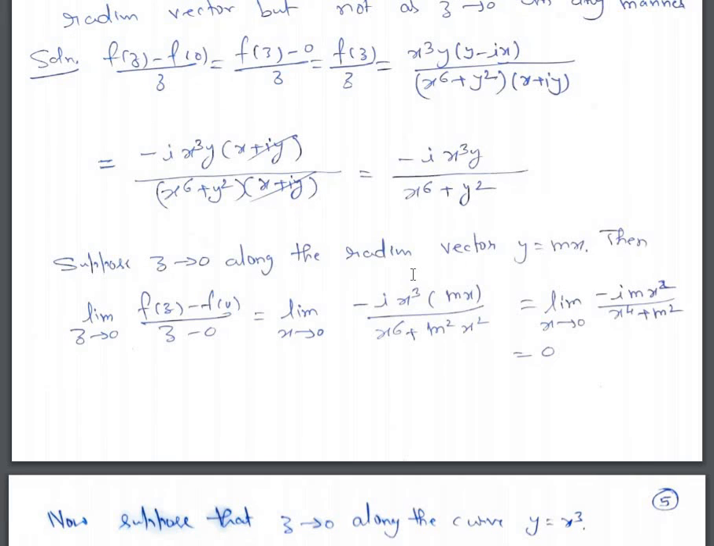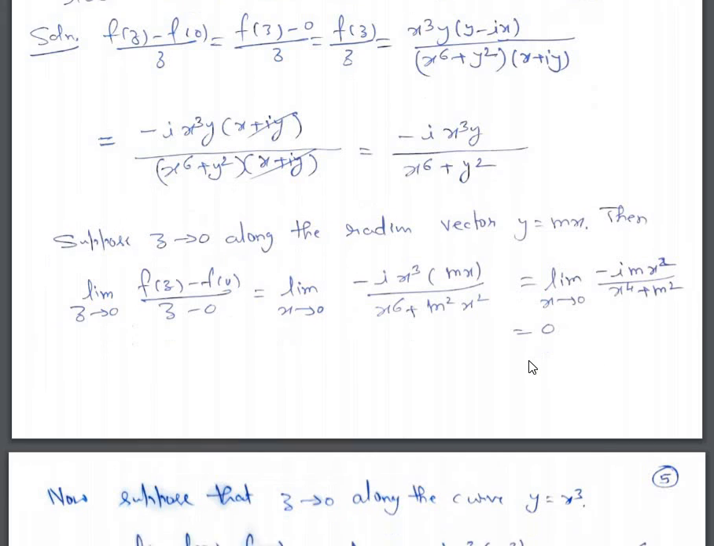So suppose z tends to 0 along the radius vector y is equal to mx. So in place of y, substitute mx. Therefore limit z tending to 0 of (f(z) minus f(0)) upon (z minus 0) is equal to limit x tending to 0 of minus i x cube into mx upon (x to the power 6 plus m square x square). So we will get this limit as 0.